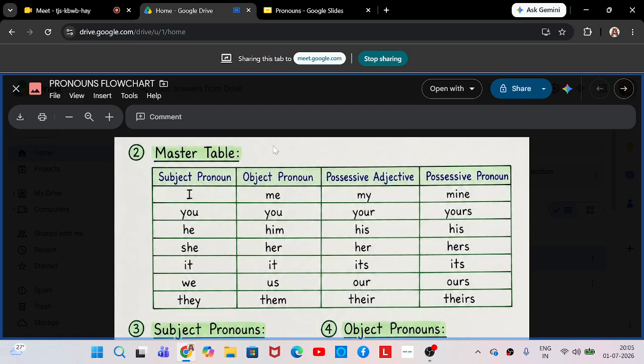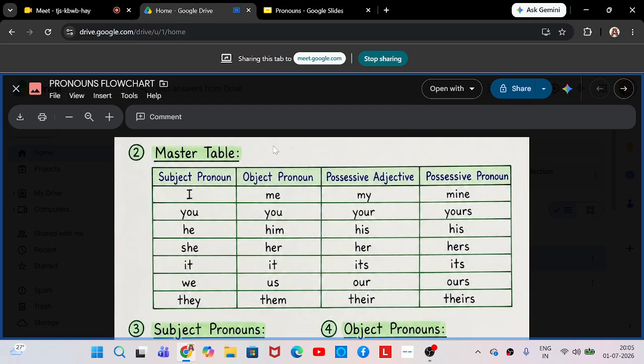All these four are personal pronouns only, but they are divided into subjective pronoun, objective pronoun, possessive pronoun, and the third column is possessive adjective. Possessive adjective comes in this table because we studied in the last class that possessive adjectives and possessive pronouns are closely connected. That is the reason adjectives and pronouns come in the same table. All right.